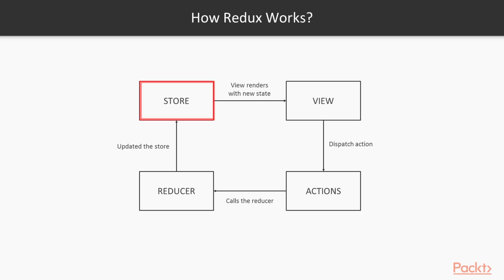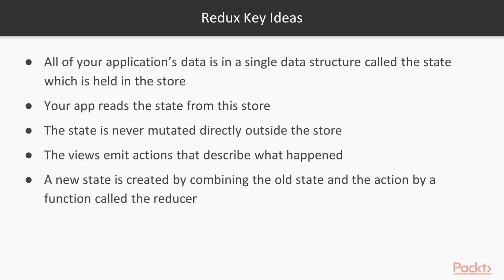You are not allowed to directly update the state. You have to dispatch the action. The action calls the reducer, then the reducer will update the store, and then the view renders the new state from the store. All of your application data is in a single data structure called the state, which is held inside the store. The store will have a single state object, and your app reads the state from the store.